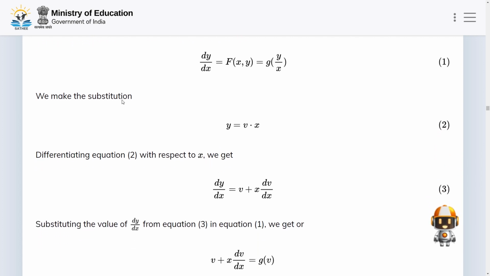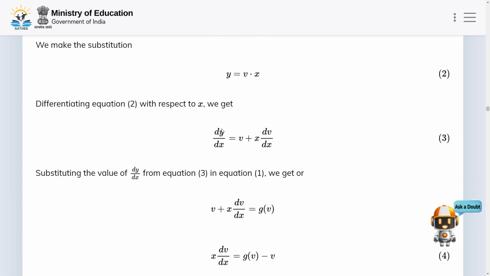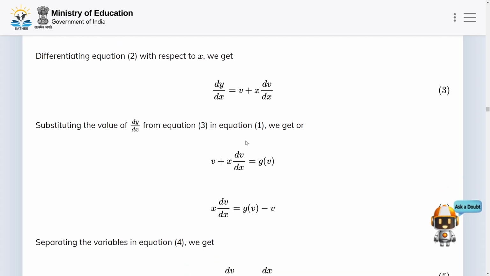Now we make a substitution. What substitution? Put y equal to v times x. This means y is equal to v times x, so the derivative of this will be dy by dx equal to v plus x dv by dx, using the product rule.